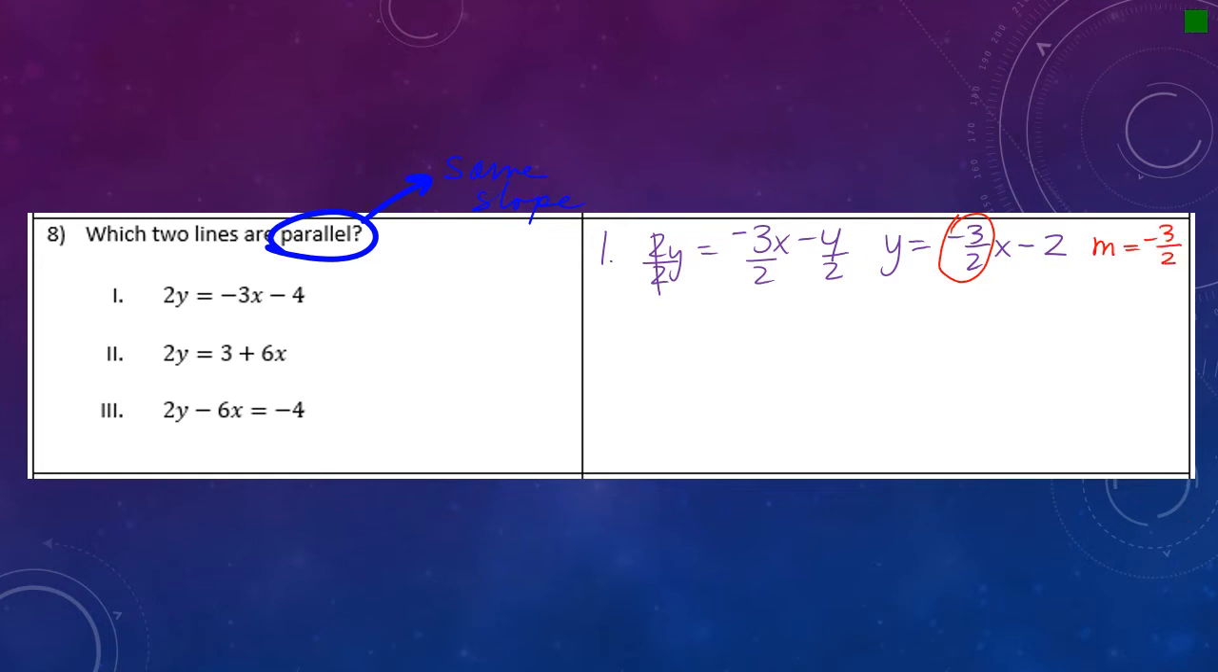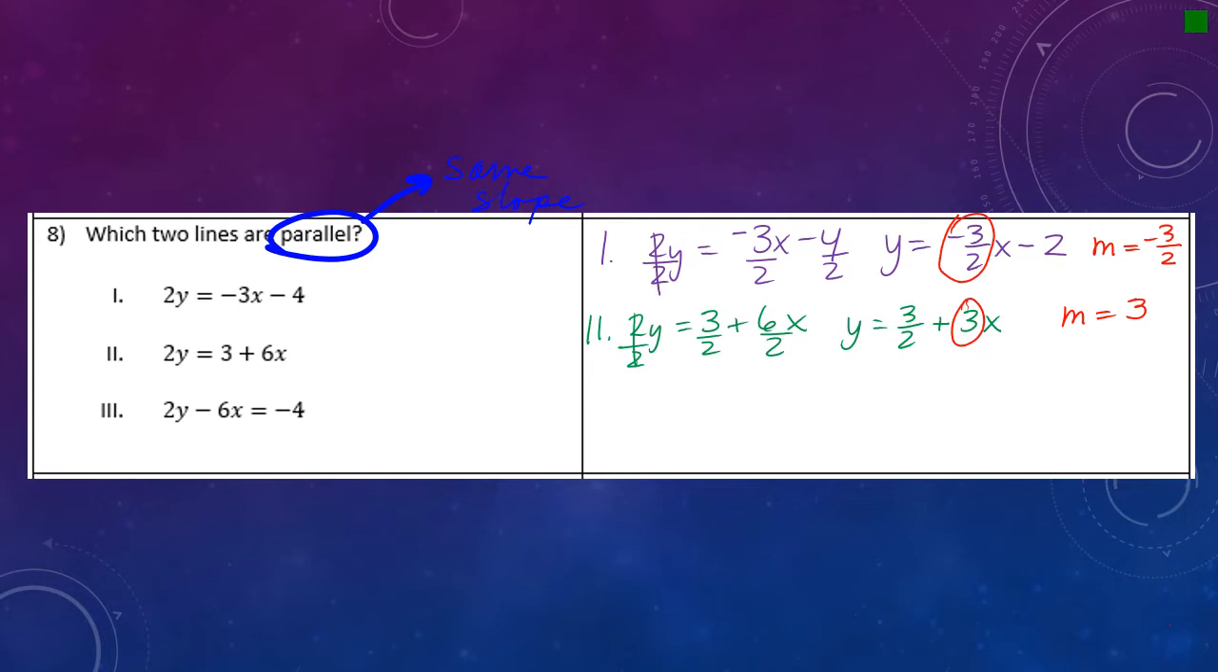Now I need to do the same thing for number 2. I have 2y equals 3 plus 6x. This one looks a little funny because usually the x term is first. It actually doesn't matter as long as you know that when you're looking for your slope, it's the number in front of x. So I'm going to do the same thing and divide by 2. So I end up with y equals 3 over 2 plus 6 divided by 2 is just 3. So I'm going to write plus 3x. Now again, I'm looking at the number next to x, so I have a 3.